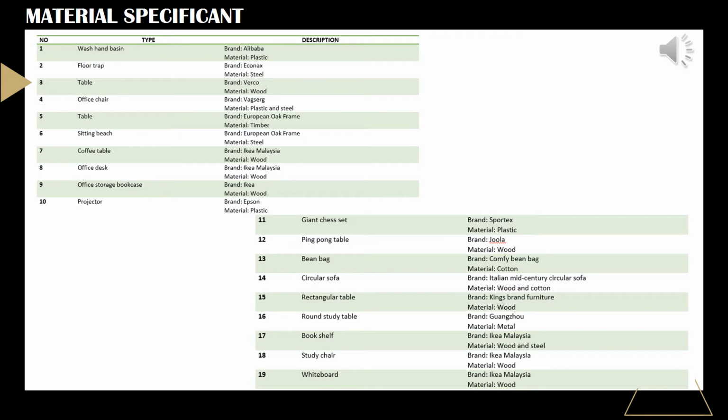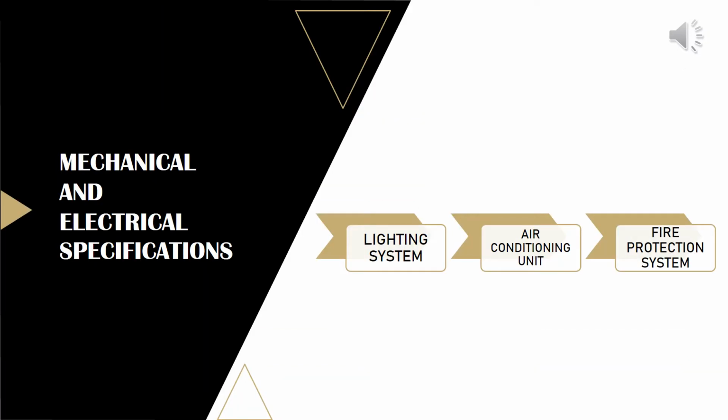This slide shows the material specification. They have 19 types and have different brands and materials used. For mechanical and electrical specifications, they have lighting system, air conditioning unit, and fire protection system.